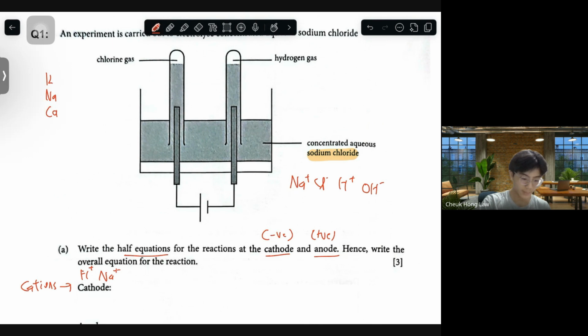Please stop calling me cool zebra. That's just the acronym I use for the reactivity series.